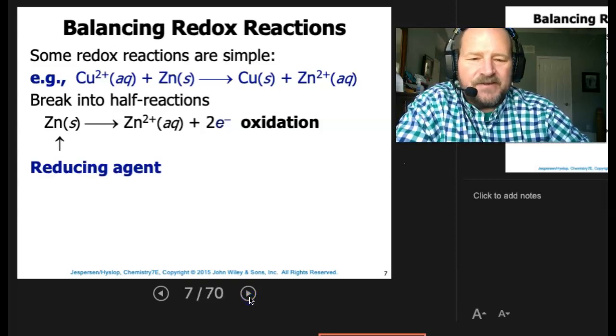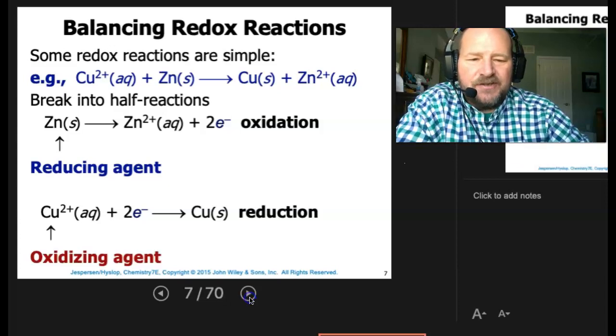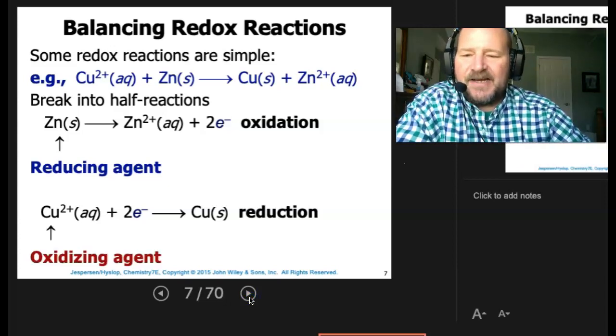And that means the zinc here is going to be our reducing agent. Copper 2+ plus 2 electrons is going to give us copper solid. That's going to be reduction. And of course the copper 2+ is our oxidizing agent.